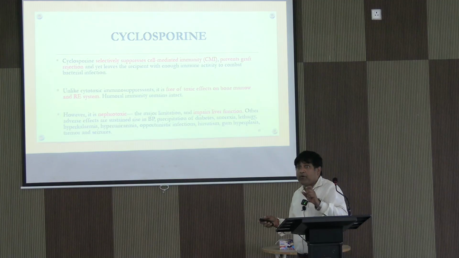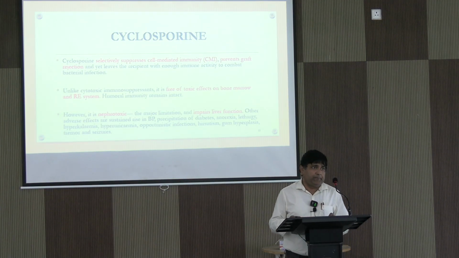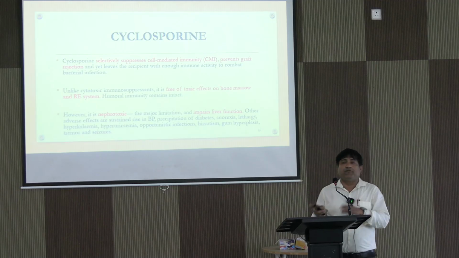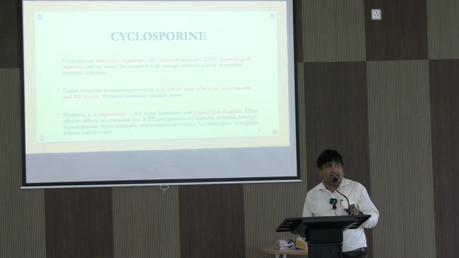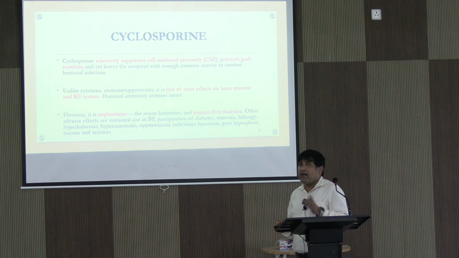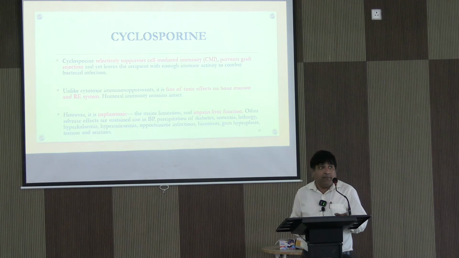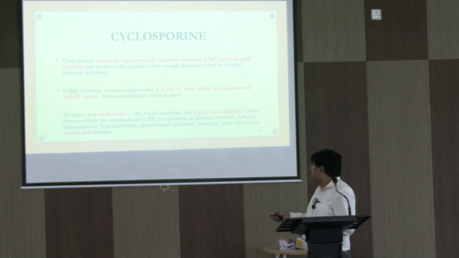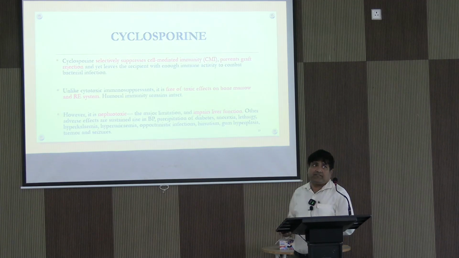The most important complication of cyclosporine is nephrotoxicity, and it also impairs the liver function. Other adverse effects are hypertension, the sustained rise in blood pressure, precipitation of diabetes, hirsutism, anorexia, lethargy, hyperkalemia, hyperuricemia, and opportunistic infection, gum hyperplasia, tremor, seizures.